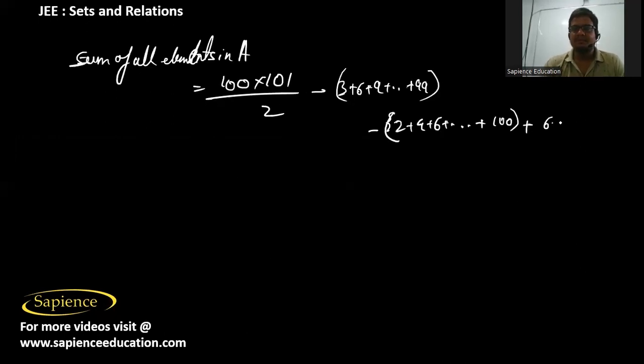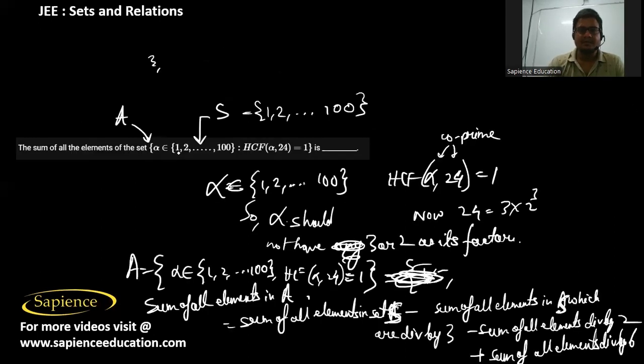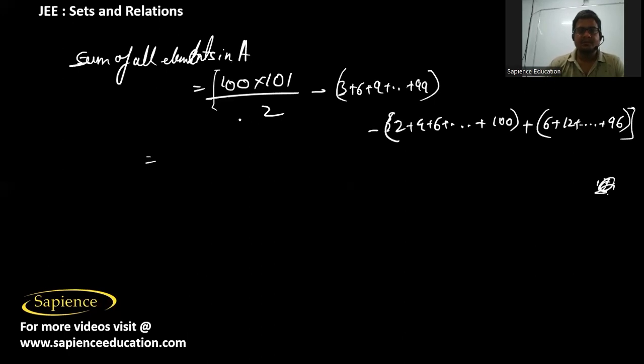So that will be 6 plus 12 plus till 96, because 17 sixes is 102. So we can't take that. So till 96 it will go. So this we have to find. So this will be 5050.